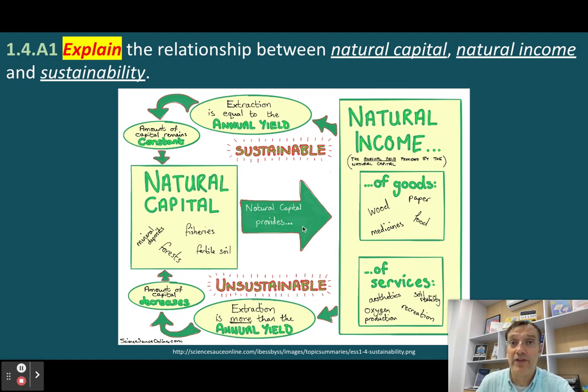If, however, we extract goods or degrade the services in a way that we consume them at a rate greater than the capital grows or increases, so that we chip away at the amount of natural capital we began with, that's an unsustainable practice, because eventually that amount of natural capital is going to get smaller and smaller until it disappears entirely.